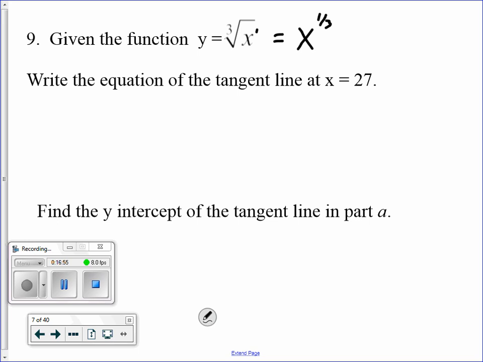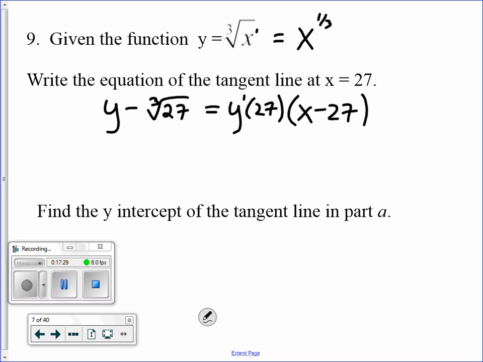Okay, so remember to write the equation of the tangent line. It's going to be y minus, you're going to plug the 27 into the function to get the y1. So it'll be the cube root of 27. But then to get the slope, you're going to plug the given x value into the derivative. So I'm going to have to first get the derivative, but then I'll plug in the 27. That'll be my slope. And then just x minus 27.